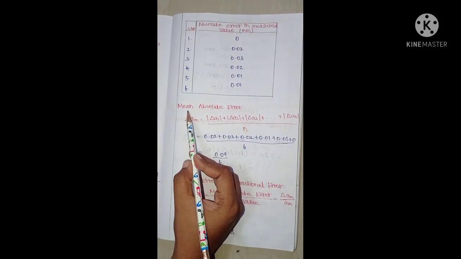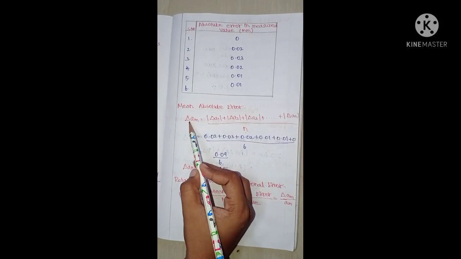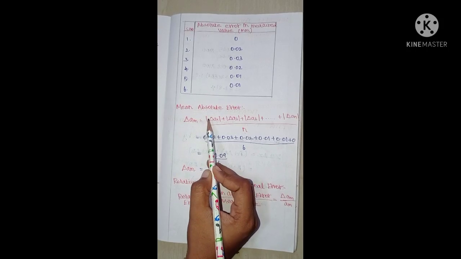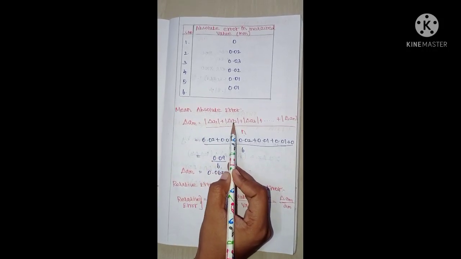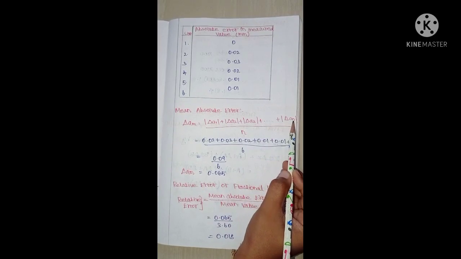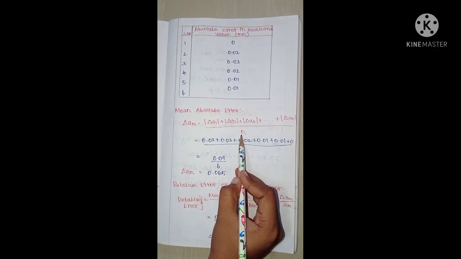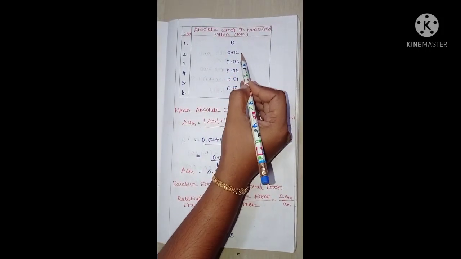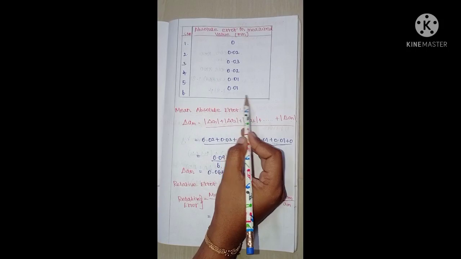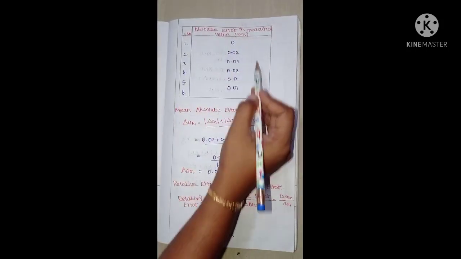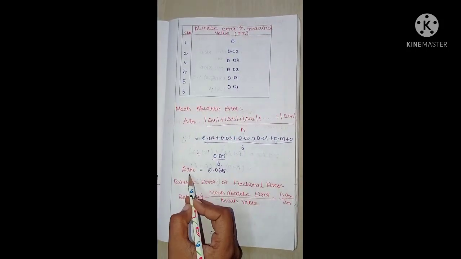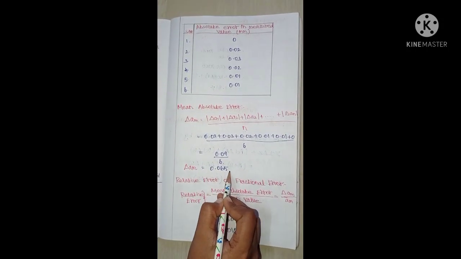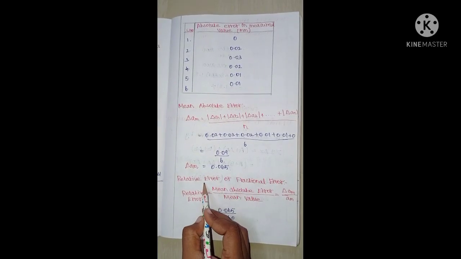Next, we are going to find mean absolute error. The formula for mean absolute error is delta AM equals modulus of delta A1 plus modulus of delta A2 up to modulus of delta AN divided by N. These are the values of modulus of delta A1, modulus of delta A2 respectively. Now, by substituting these values in this formula, we found the mean absolute error as 0.065.